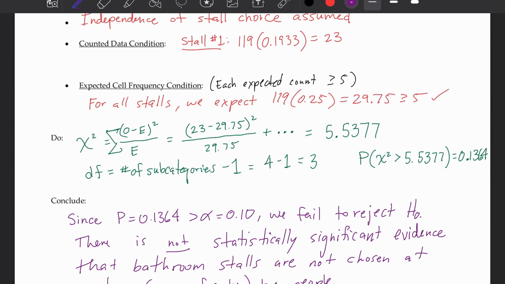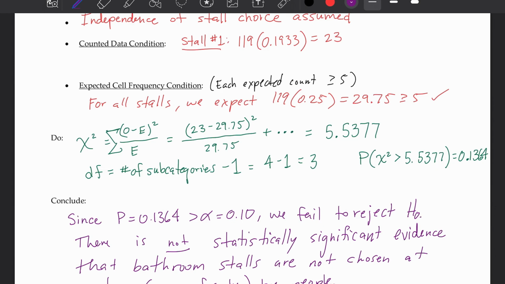And there you have it. So we are not finding in favor of the alternative. We think it basically is a 25, 25, 25, 25 split, and our sample is just a bit different from that, and that's just by random chance alone, not due to anything else going on here.